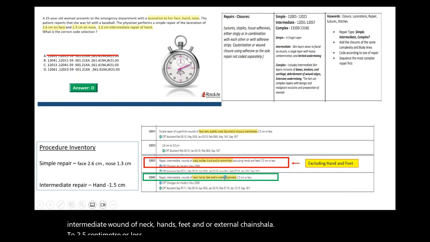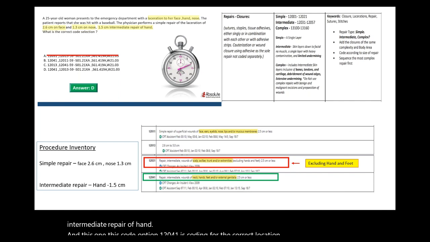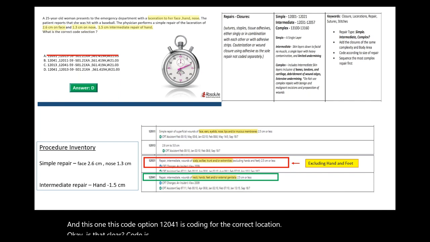Now again cross-checking with the procedure inventory. Yes, we had intermediate repair of the hand, and code 12041 is coding for the correct location. Okay, is that clear, coders? Okay, so let me move on.